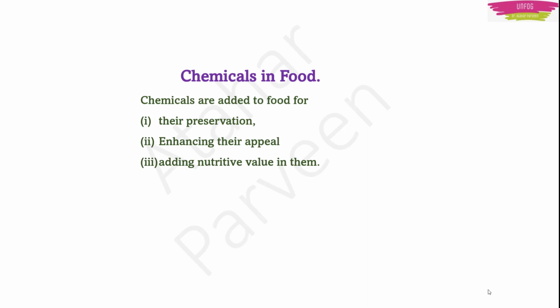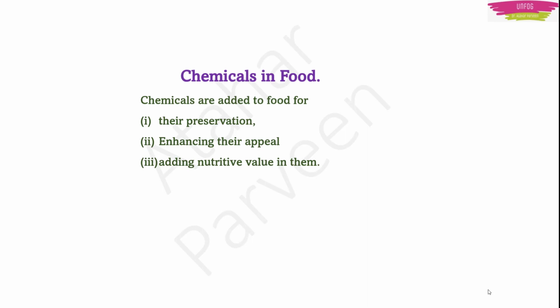Next is enhancing their appeal. Enhancing appeal could mean food color. See that sauce which I told you. You take one tomato puree and compare it with the sauce. Your tomato puree will have a very light color, but the sauce will have a very dark red color, because they have added color to it. Food color is added, and that is a chemical only, right? So it will enhance the appeal. That's why they have added that red color. It will look good, so people will get attracted.